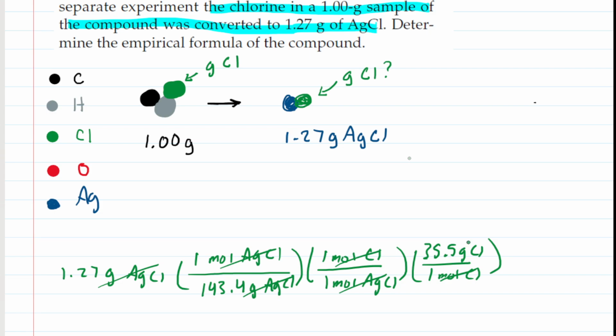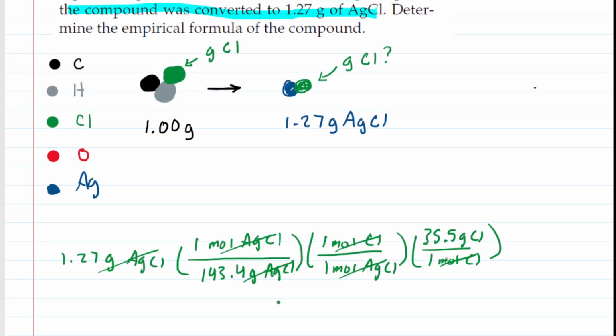So let's go ahead and calculate the grams of chlorine. And when we do that, we get approximately 0.314 grams of chlorine. So that is how many grams of chlorine is present in the combustion product, or whatever reaction they carried out here. So it's 0.314 grams of chlorine, but that means in the original compound, that 1 gram sample also contained 0.314 grams of chlorine.